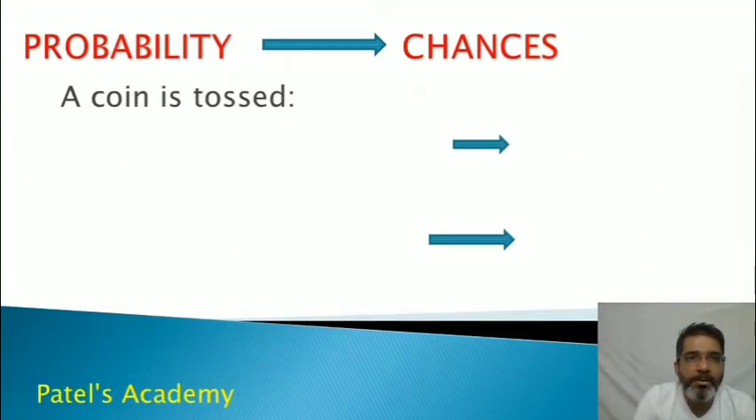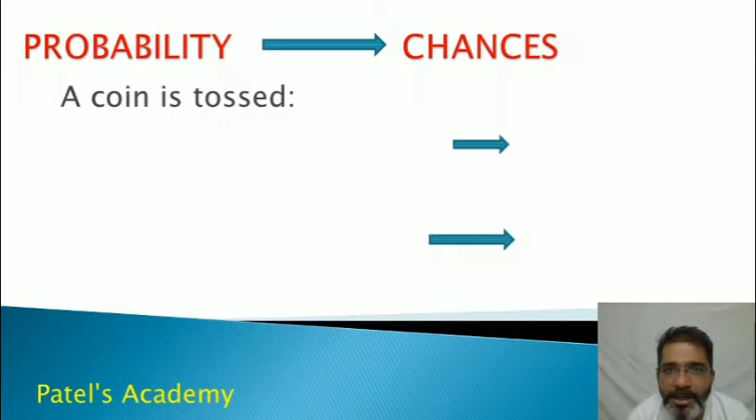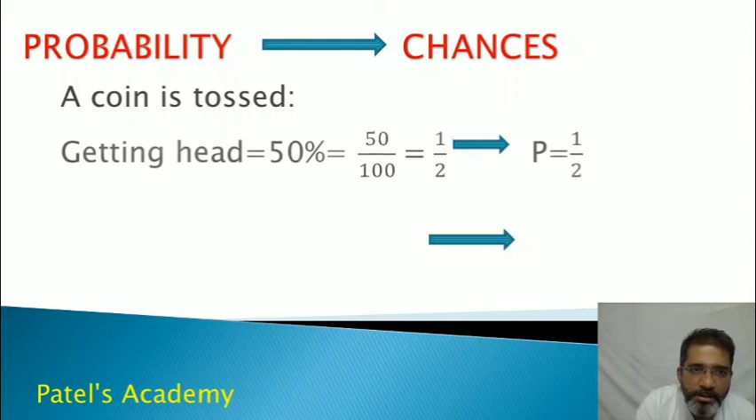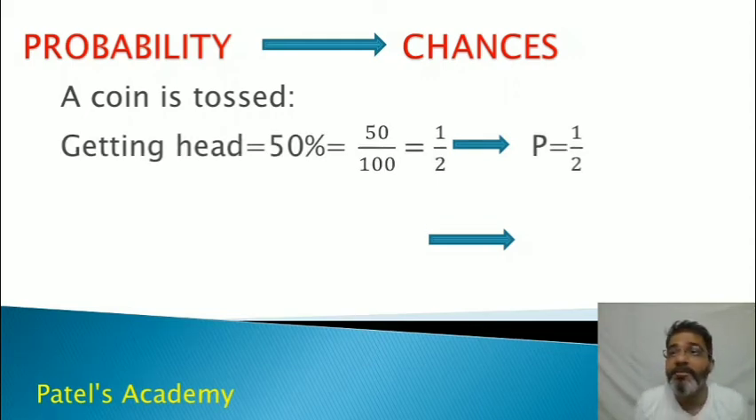Okay. Now, let us understand what is called probability. Probability, if I say in very simple words, we call it chances. Let us take an example to understand this. When I toss a coin, what are the chances of getting a head? We say that there are 50% chances of getting a head. Now, what do you mean by 50%? If I convert 50% into the form of a fraction, we do 50 upon 100, that is 1 upon 2. So 1 upon 2 is the probability of getting a head.